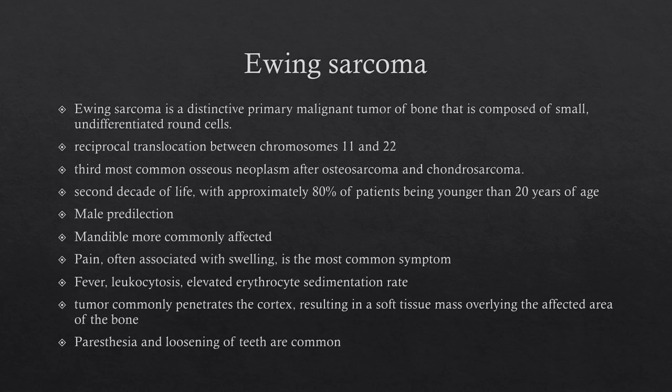Ewing sarcoma shows similar features to osteosarcoma, but it's a primary malignant tumor of the bone with undifferentiated round cells. There is also a genetic cause, that is translocation between chromosome 11 and 22. The third most common bone neoplasm after osteosarcoma and chondrosarcoma is Ewing sarcoma. It occurs in the second decade of life, with approximately 80% of the patients being younger than 20 years of age. Male predilection, all of which is similar to osteosarcoma.